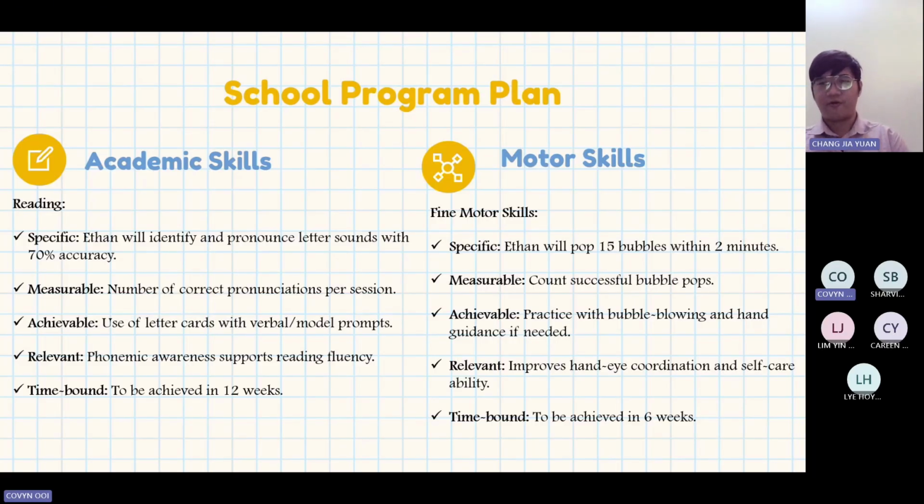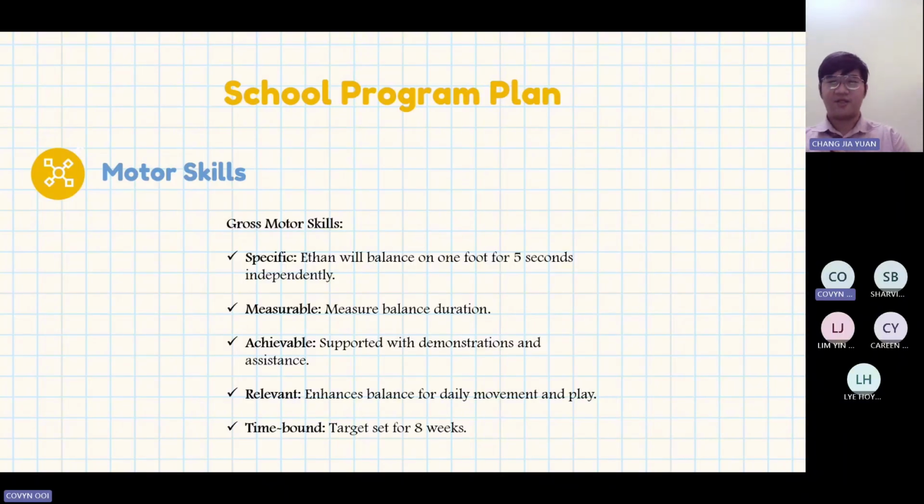Lastly, for gross motor skills, we set a goal for him to balance on one foot for at least 5 seconds independently. We will track his progress by measuring time duration, and will help him with demonstrations and assistance. It will help with his daily movement, stability, and also help with reducing chance of injury. We aim to achieve this ability within 8 weeks.